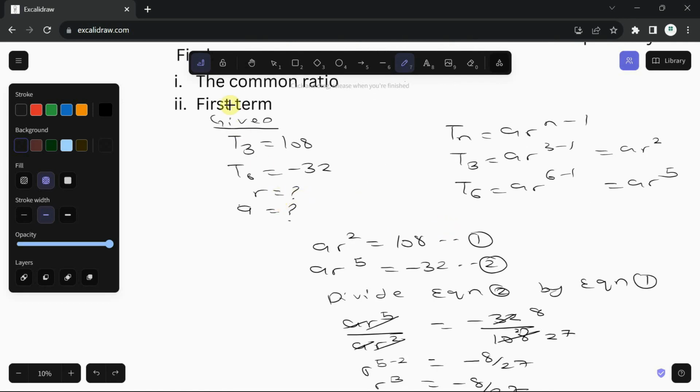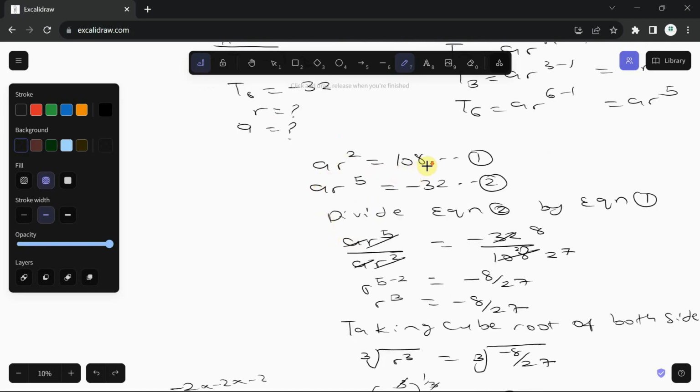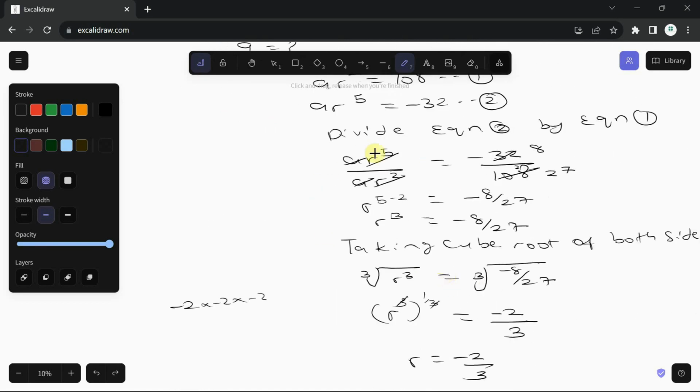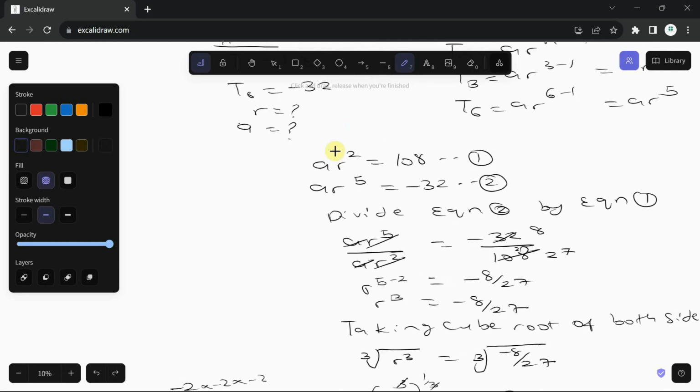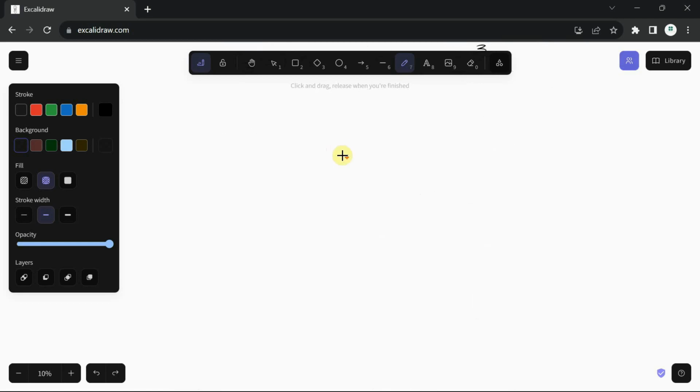Not yet. So we have the second part, which is the first term, right? We're told that ar squared is equal to 108, and we know the r, right? So can we find the a? Yes, we can. Pause the video and try it out. Try and find the a by yourself. Welcome back. Let's do it together.